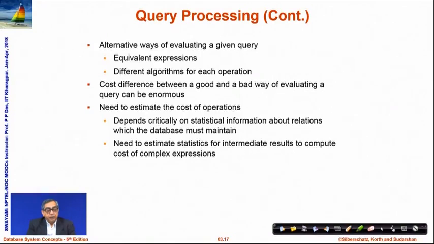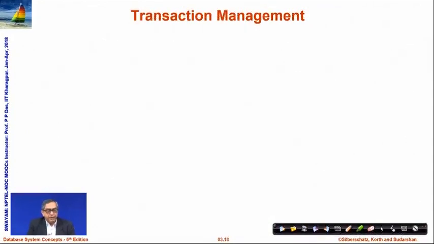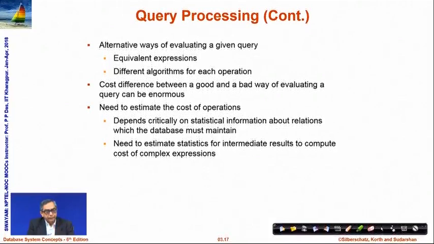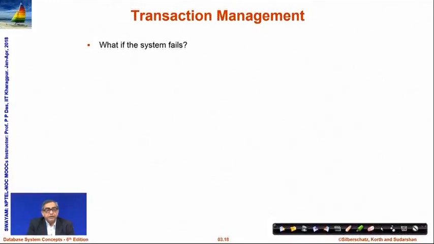Then we need to estimate the cost of every operation. It depends on the information of what has happened in the past, the statistical information, and we need to estimate those statistics for intermediate results. These are a couple of things that the query processing sub engine in a database will do. So, beyond the storage manager and the query processor, we have a transaction management system, which is very, very critical and core to the database system.